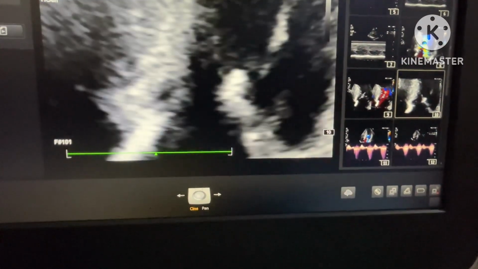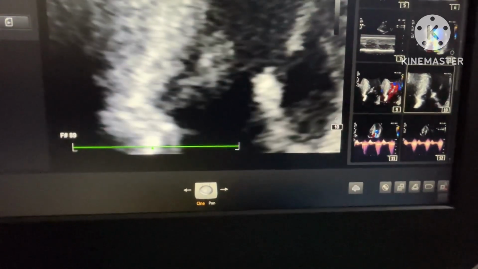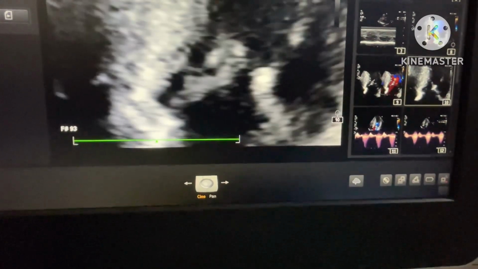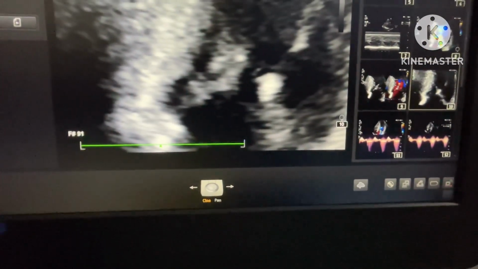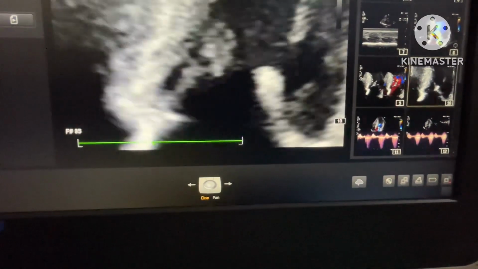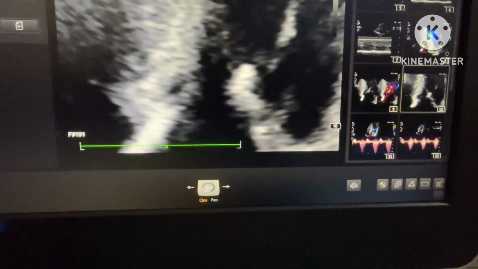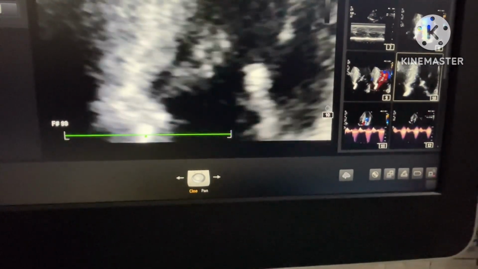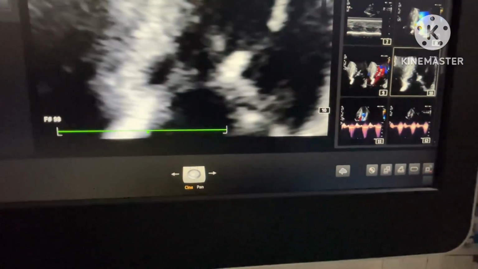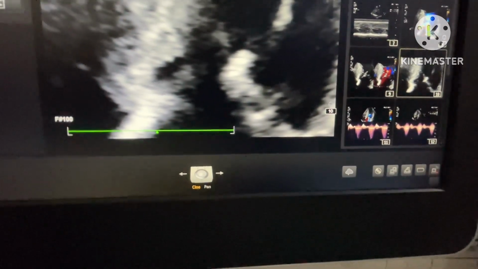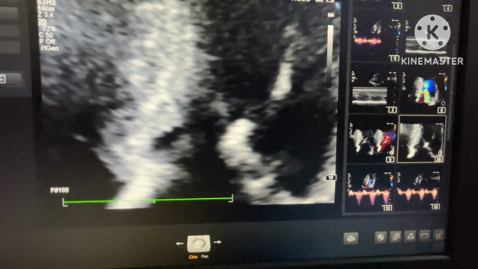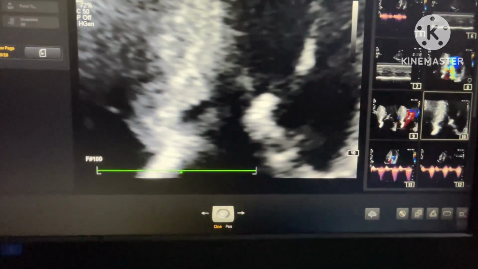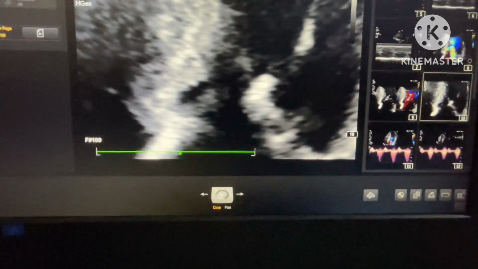This is SAM. So whenever you see the SAM with significant flow obstruction, that means HOCM. But a little bit of PML tip or PML involvement is also classified. But see, the mitral valve closes, the leaflets touch each other, and then it moves anteriorly, in this image towards the interventricular septum, causing flow obstruction in the subaortic region.